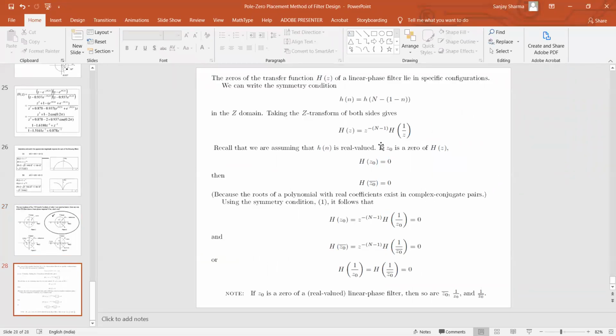Then we can prove this also. Just take the Z transform of this equation. You will be able to get this. Let us say Z0 is a zero of H(z). So that means H of Z0 is equal to 0. Then H of Z0 bar means the reflection.